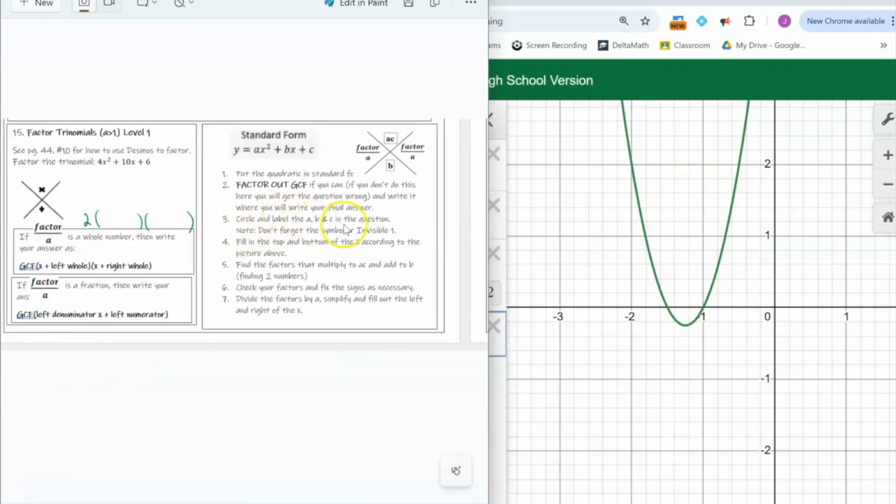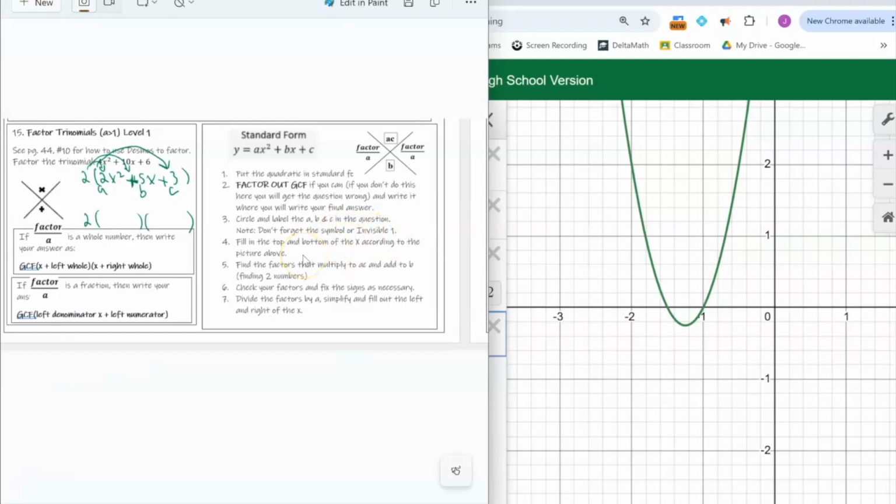Circle and label ABC in the question. So circle and label ABC. So if I took out the greatest common factor, I now have 2x squared left in the parentheses plus 5x plus 3. And that's just by taking out 2. When I take out 2, if I distribute it back in, I should get the original question back. So that's what taking out the GCF means. So this is A, this is B, and this is C, right? So label it.